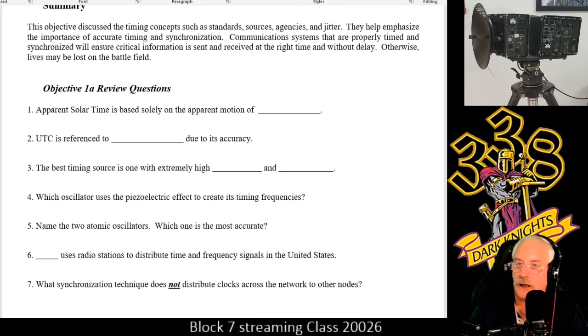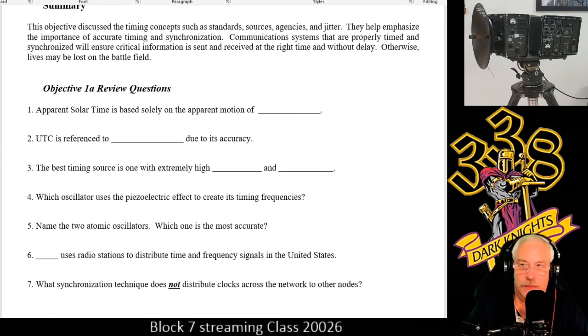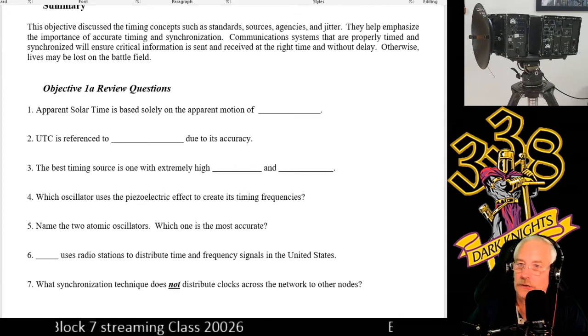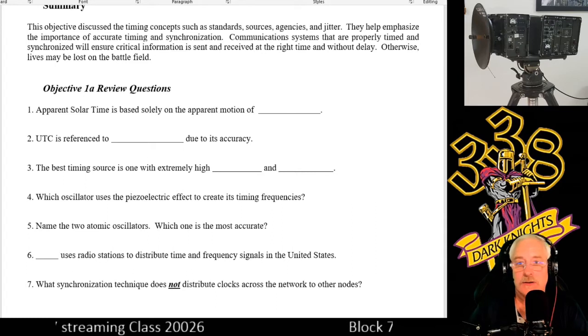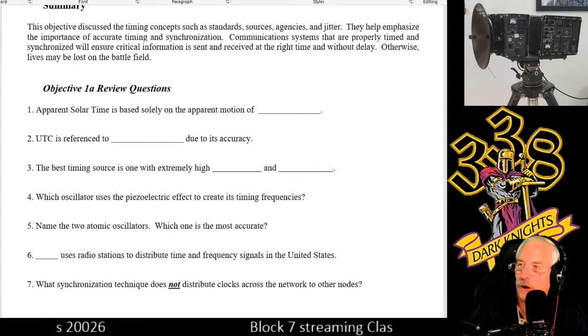I'm just going to give you the answers. Starting with number 1 will be called the sun. Number 2 is atomic time. Number 3 is high accuracy and stability. Number 4 is quartz. Number 5 is rubidium and cesium. Number 6 is NIST, N-I-S-T. Number 7 is plesiochronous. Let's go on to the next one.